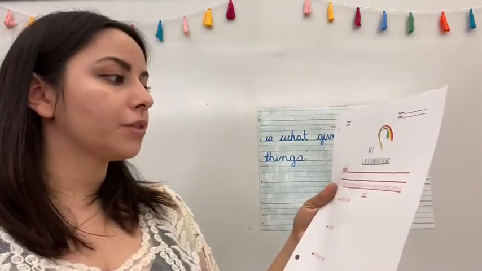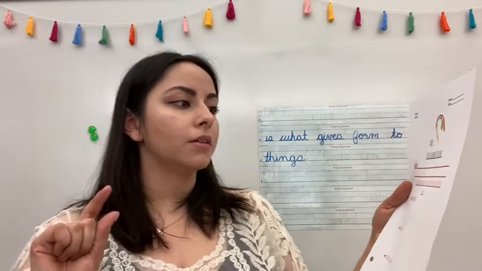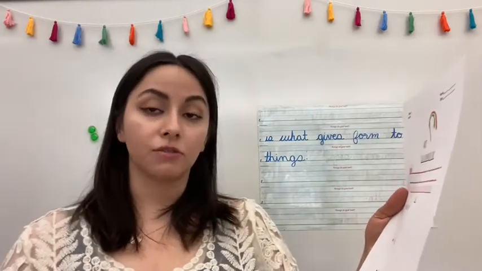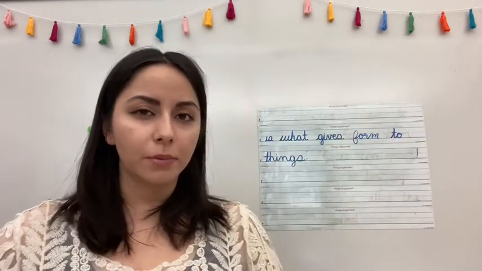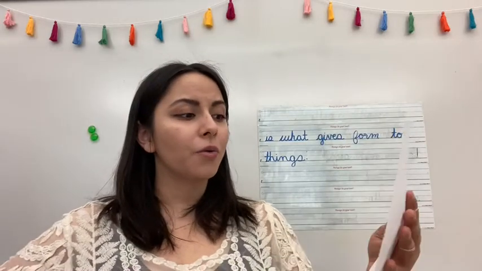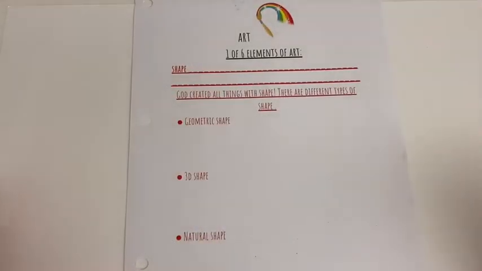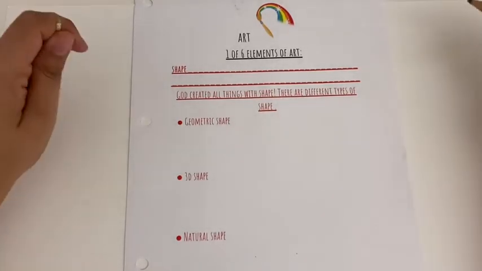God created all things with shape. There are different types of shape. Did you know that there are different types of shape? Yeah, there is. And we're gonna find out right now. All right, so what is shape? Shape is what gives form to things. All right, so now we're gonna learn different types of shape.